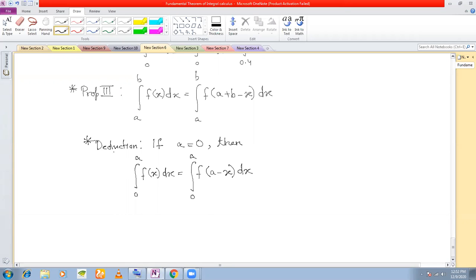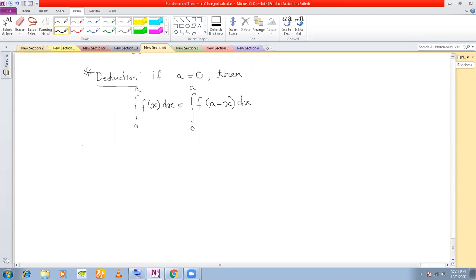Okay, so if you take this lower limit to be 0, then this is the integral that you are going to get. If you put a is equal to 0 in this integral, this is the result that you are going to get. Both these properties you need to know very thoroughly. Every year you get one problem from either of these two, especially the second one, the deduction property.